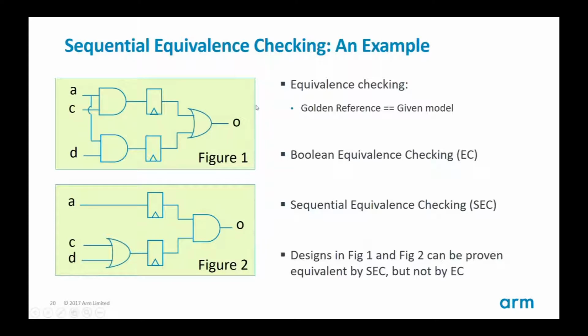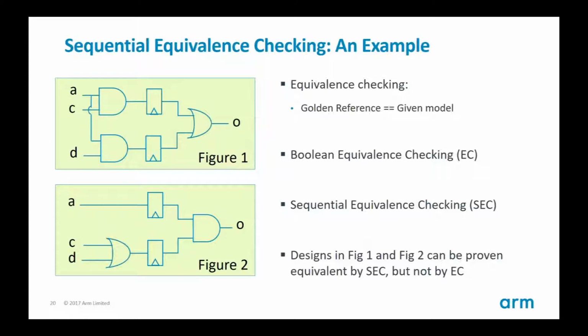Equivalence checking in general refers to verifying that your given implementation is equivalent to a golden reference model. And typically where it's used in the industry is for Boolean equivalence checking, which is for RTL to gate equivalence. Now, sequential equivalence checking is slightly different from Boolean equivalence checking, because in Boolean, you are able to map all your internal flip-flops or latches one-to-one. But in sequential equivalence checking, that requirement is not there. In fact, that is the power of sequential equivalence checking.